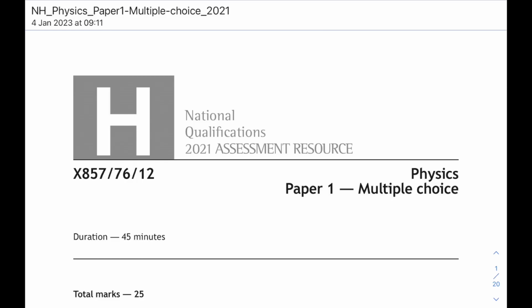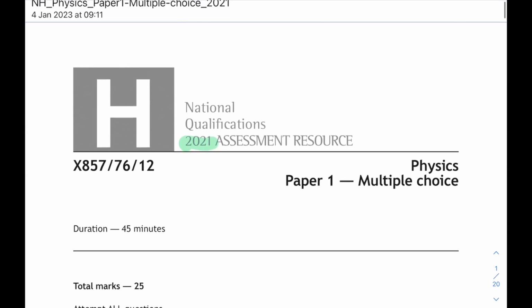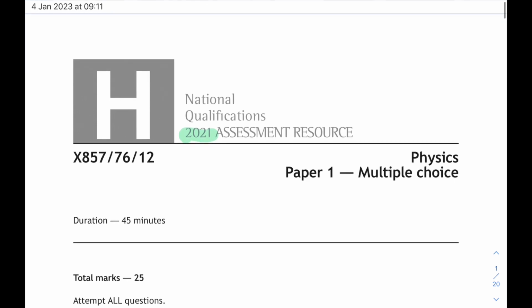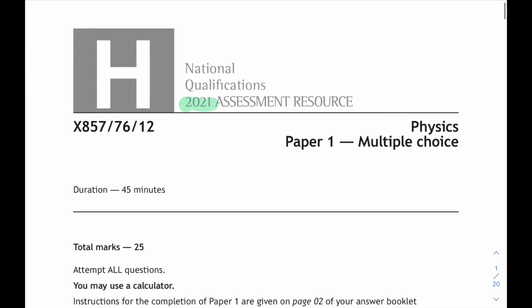This time it's the turn of the 2021 paper, or should I say the 2021 assessment resource. Because there were no exams in 2021, but this paper was issued to schools so that they could use it for internal assessment purposes, and it's now been published on the SQA website, so we can use it for revision for your prelims or your final exams.